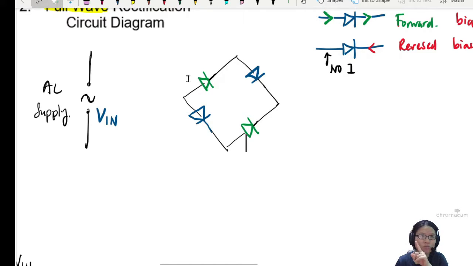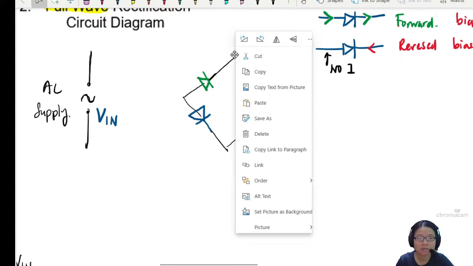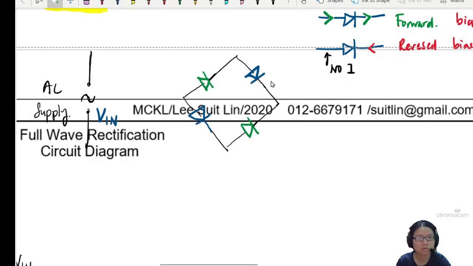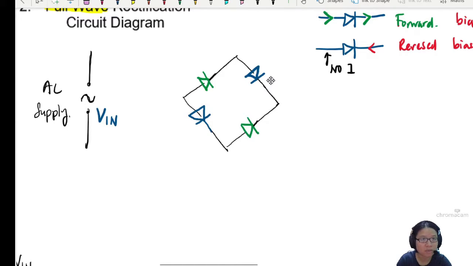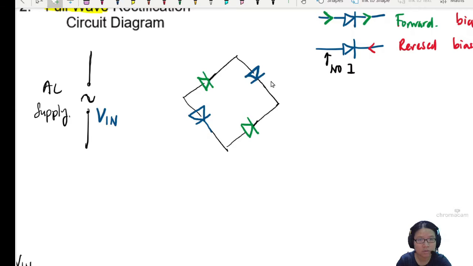There are many ways to rotate this. Since I'm using OneNote, this is how you can rotate the circuit. So let's see if I can rotate this by grouping this. Whoops. Oh no, what is happening to my OneNote?